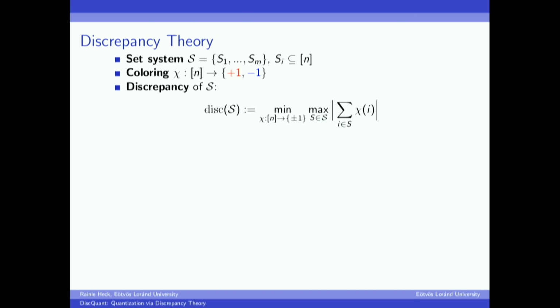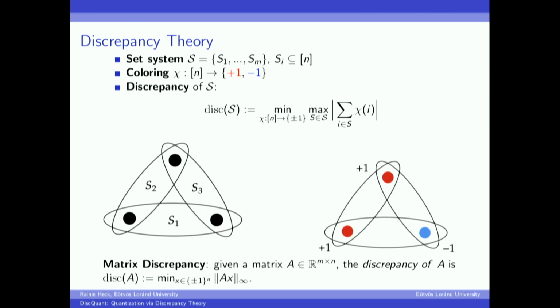So for any fixed coloring, the discrepancy of that coloring will be the maximum imbalance of any of the sets in our system, and we want to choose the coloring so that this maximum imbalance is as small as possible. And so we end up with this min-max problem. And here's a small example with a very simple set system.